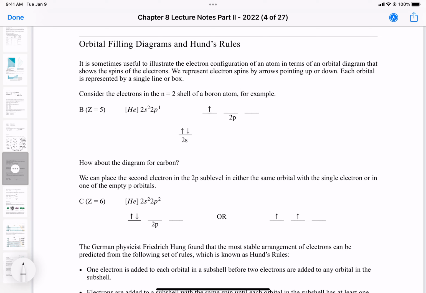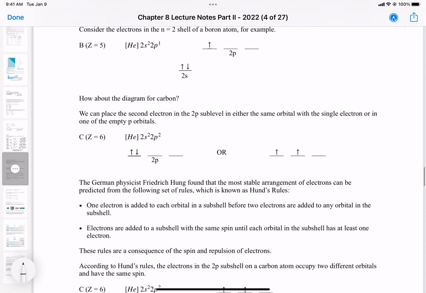So for example, we're only going to consider the valence shell. So for boron, we'll have 2s and 2p. There's 3 valence electrons in boron. So we're going to fill out the 2s first, then fill out the 2p orbital at the top there. How about for carbon? Now we go to 2s2, 2p2.